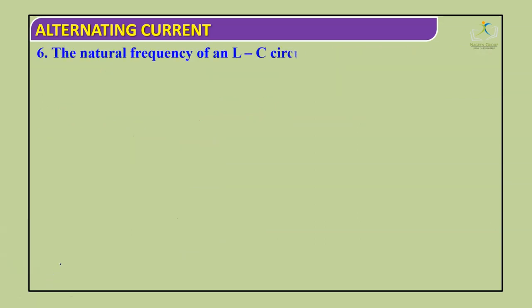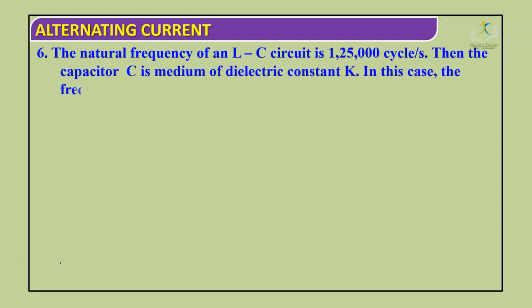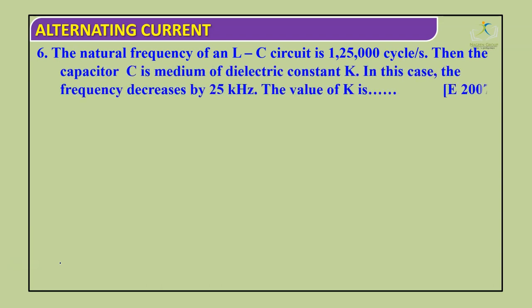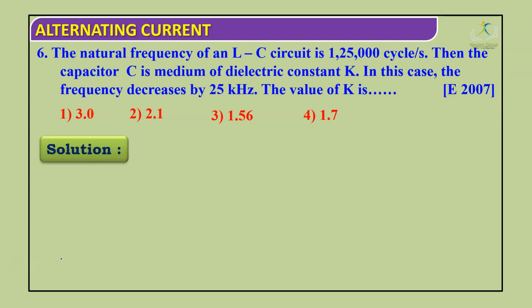Next question we have, the natural frequency of an LC circuit is 1,25,000 cycles per second. Then the capacitor C is filled with a medium of dielectric constant K. In this case, the frequency decreases by 25 kilohertz. The value of K is 3, 2.1, 1.56, or 1.7. So let us see the solution of this question.